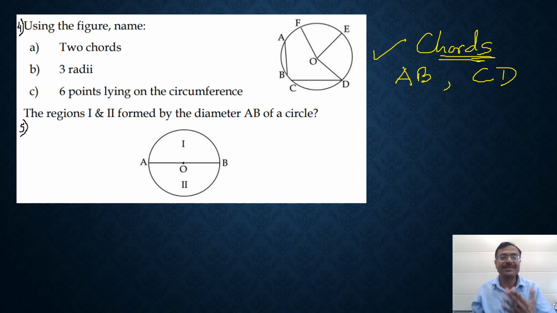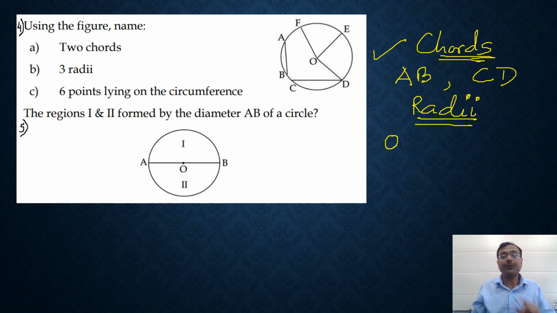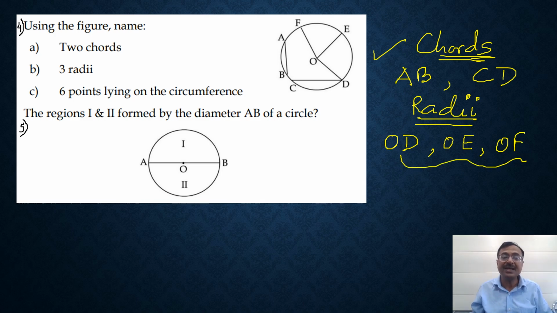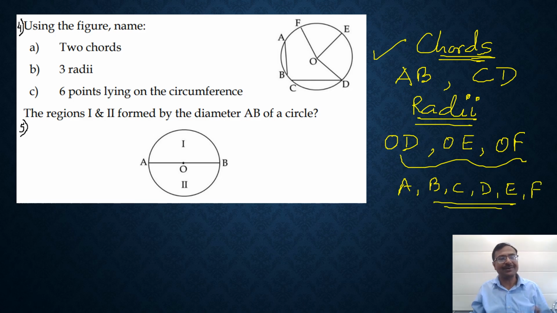So they are chords. Likewise, if you have to name some radii, that means radius, plural is radii, then you have to start from the center of the circle, O. From O, you can see some lines which are joining points on the circumference. OD, OE, OF, all these are radii of the circle. And finally, 6 points lying on the circumference, that means points which are on the boundary of the circle. So that's A, B, C, D, E, F. These are the 6 points which lie on the boundary of the circle.